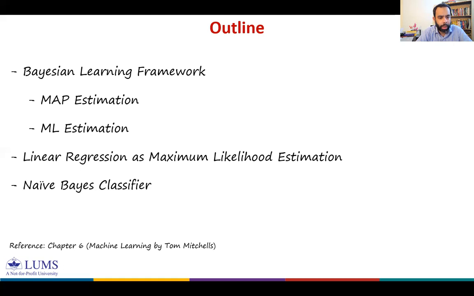Okay, I will be using chapter 6 of the book Machine Learning by Tom Mitchell. And you can consult the book for more details.